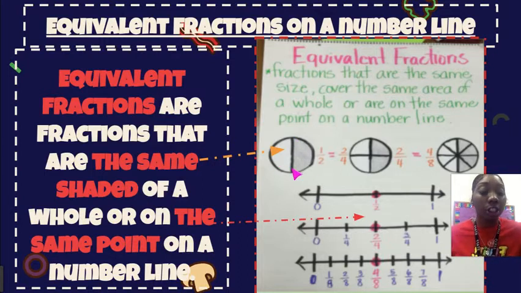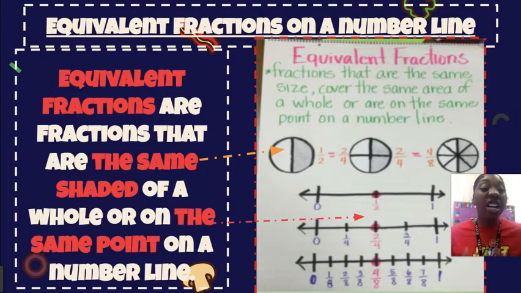So if we look at our first circle here, we see that half of this circle is shaded. But if it's broken into 4 parts and 2 are shaded, well, we still see that half of the circle is shaded. And if you take that and you break it into 8 parts and you shade in 4 of those 8 parts, then we still see that half of the circle is shaded. And so 1/2 is equivalent or is equal to 2/4, which is equivalent or equal to 4/8.